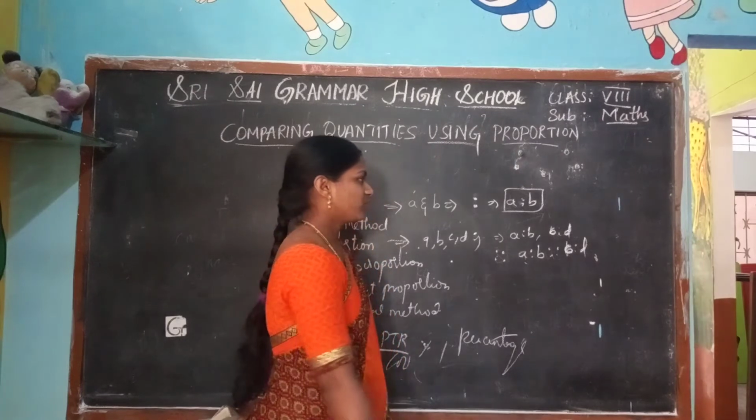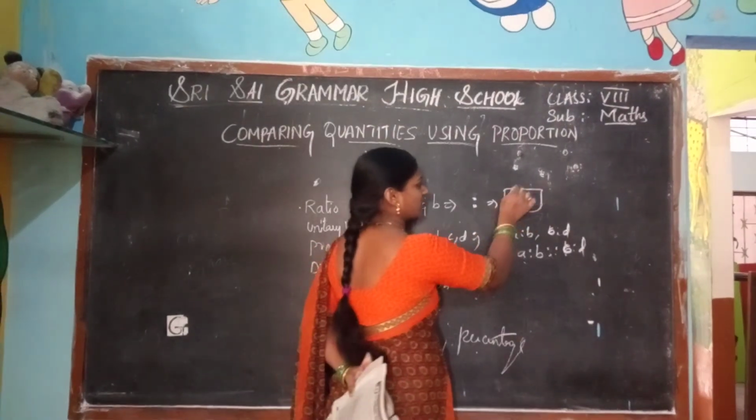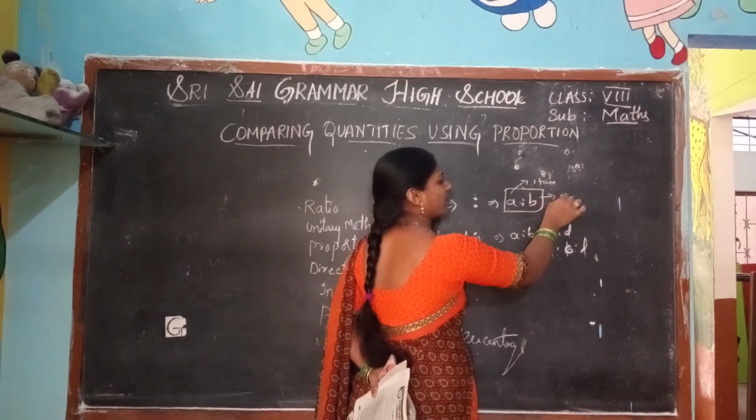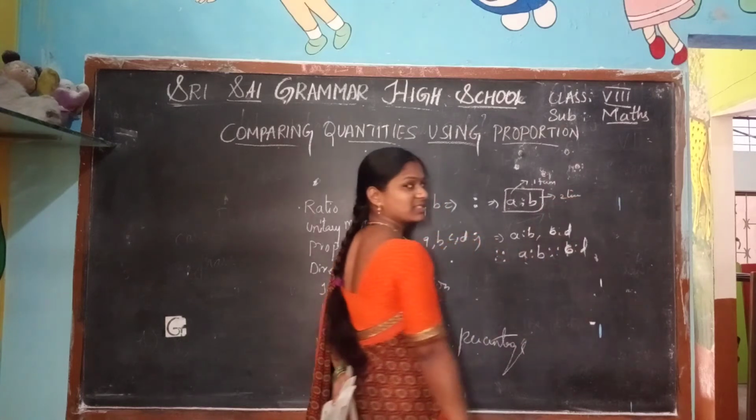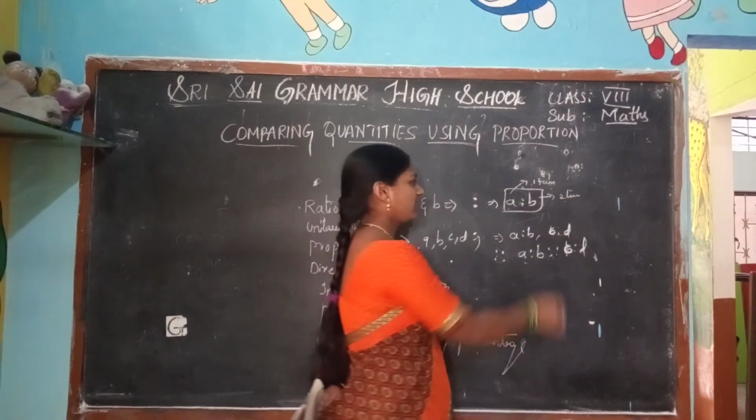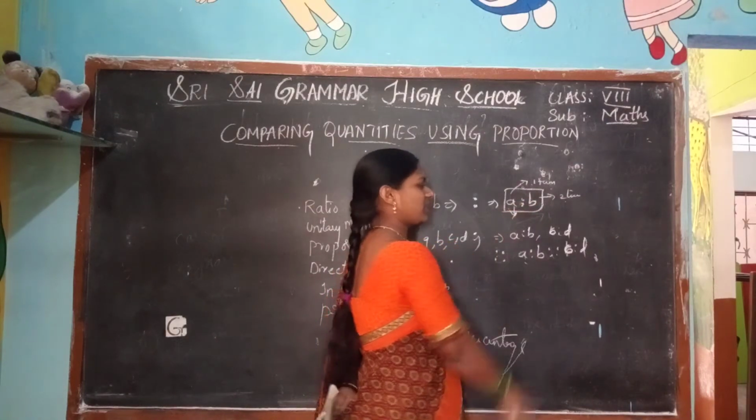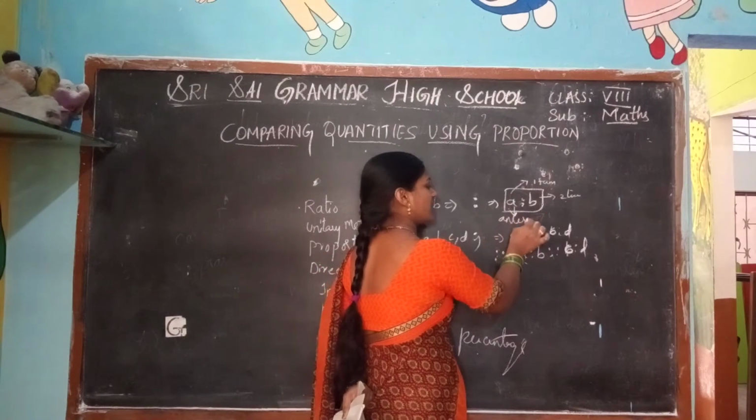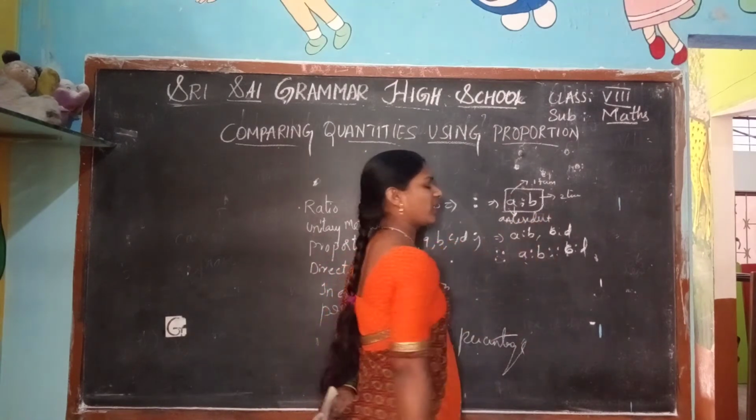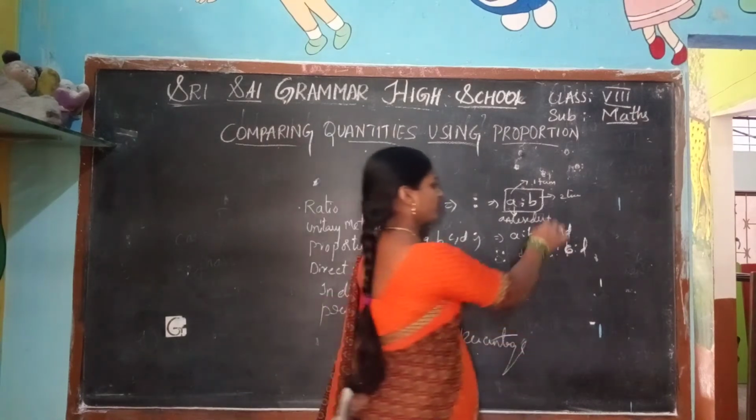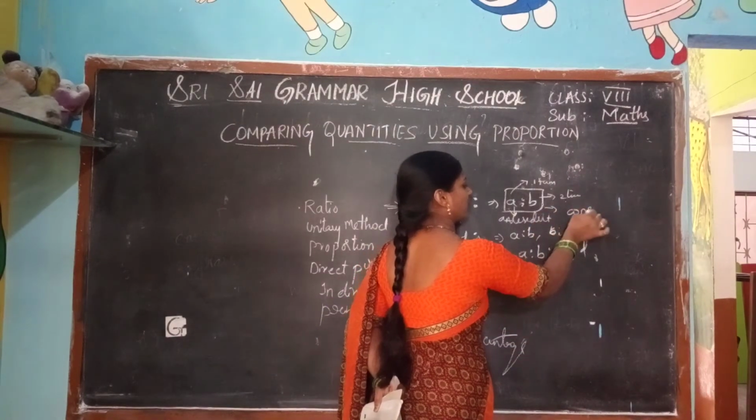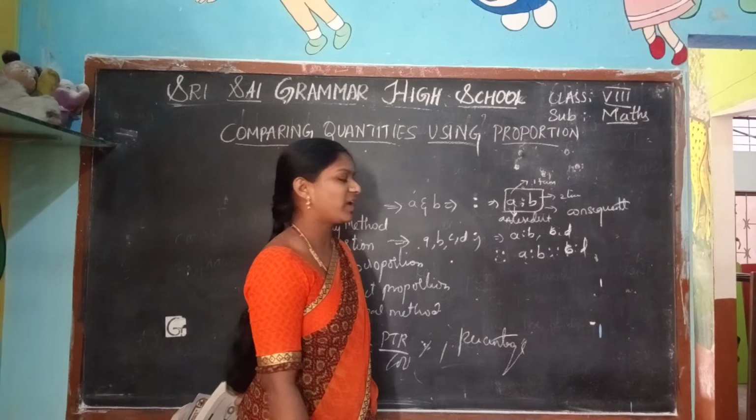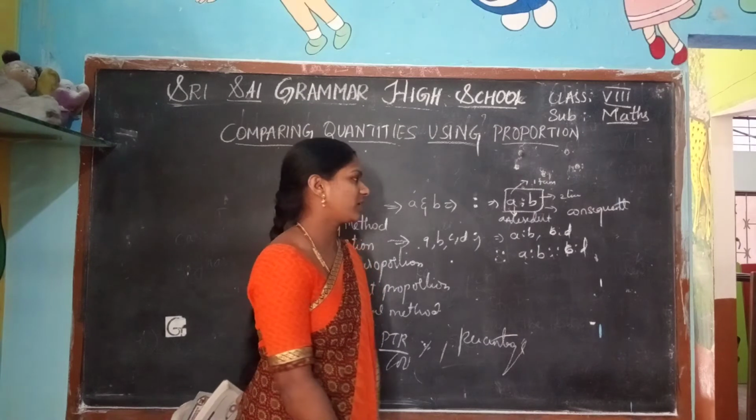Now here in a ratio we have learned that A is called the first term or first quantity, and B is called the second term or second quantity. In A is to B, the first quantity, the first term, is called the antecedent, and the second quantity B is called the consequent. Understood how the ratios are applied on the quantities.